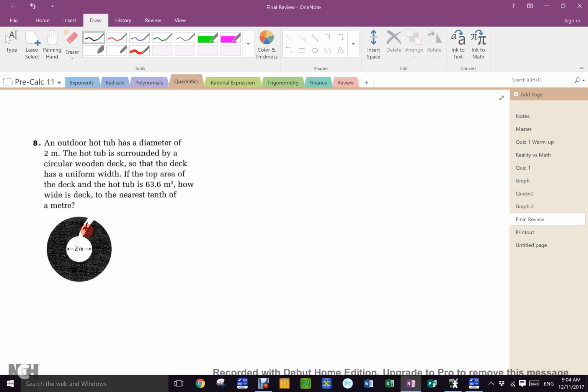You've got the area for the hot tub and the deck? I have the area for the hot tub and the deck, don't I? Excellent. So, what does that mean? Then I found the area of the hot tub minus the full area. So, you found the area of the hot tub. What's the area of the hot tub? 3.14, pi r squared, right? So the hot tub is pi times 1 squared, yes? Okay. What does that tell us?